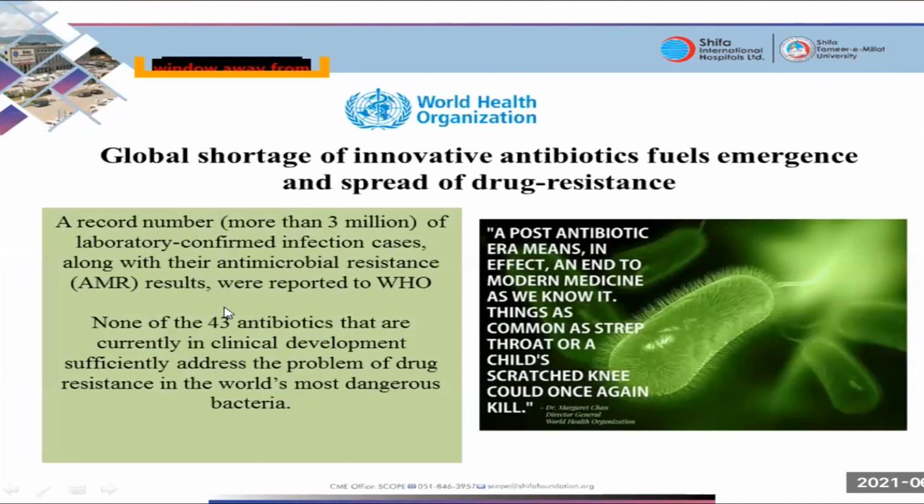We are facing a global shortage of innovative antibiotics while AMR is increasing day by day. In 2020, WHO received a record number, that is more than 3 million, of infection cases along with their AMR results, and none of the 43 antimicrobials that are currently under development address this issue of AMR. So the slow pace of antimicrobial development does not match the fast pace of the emerging resistance. The world is slowly heading towards a post-antibiotic era in which there is a possibility that simple infections such as strep throat or infectious diarrhea could kill people. We need to not only develop new antibiotics, but we also need to conserve the already existing ones.